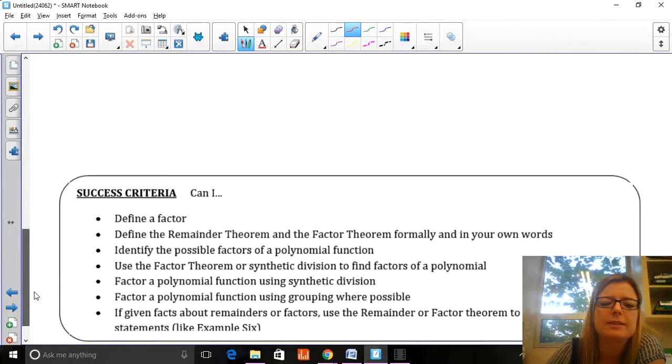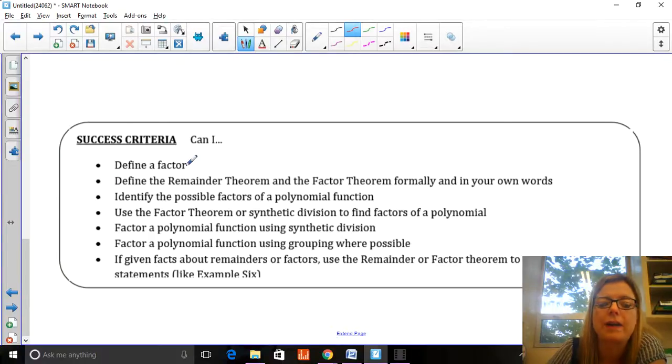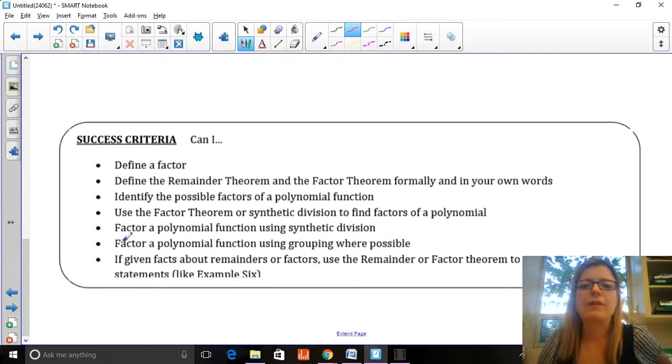Let's take a look at what your success criteria are. Can you define what a factor is? Can you define the remainder theorem and the factor theorem formally and in your own words? Can you identify what the possible factors are if I give you a polynomial function? Can you use the factor theorem or synthetic division to find if something is a factor, and then factor a polynomial? Can you factor using grouping if it's possible? And can you do something like example 6, where you're given facts about remainders or factors, and then you try to create true statements? So that is your note on factoring polynomials.